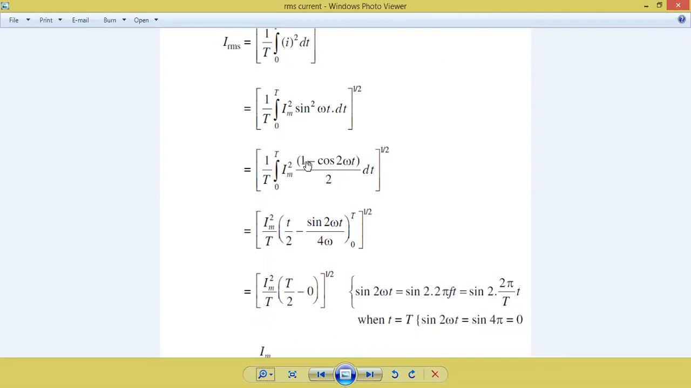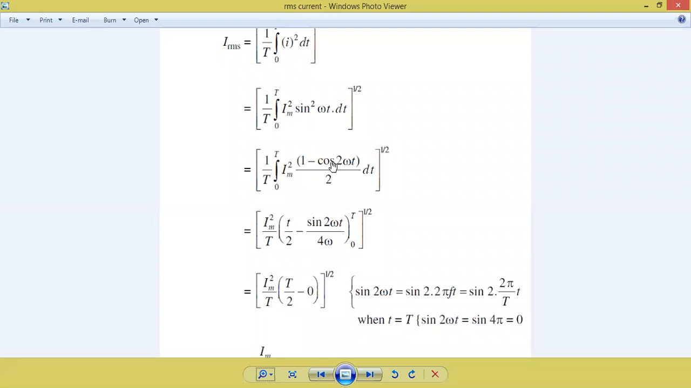Now you see, all of you. Separate this one: 1 by 2 dt, and integration of minus cos 2 omega t by 2. So integration of 1 is nothing but t, yes or no? We are going to get t by 2; integration of 1 by 2 dt is nothing but t by 2. Now any one student, you tell me, what is integration of cos?